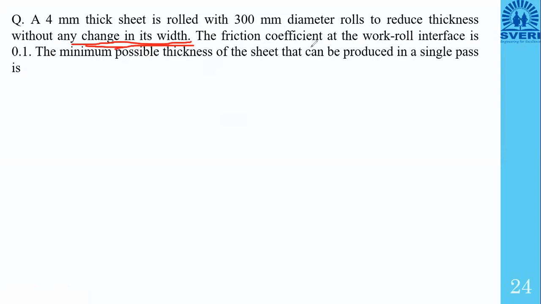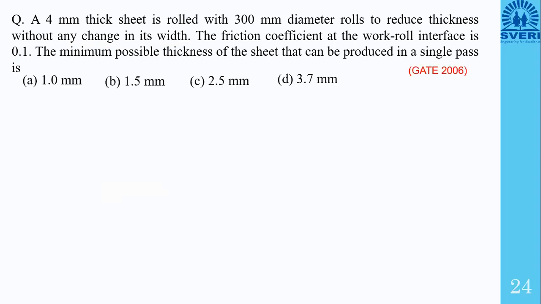The friction coefficient at the roll and work interface is 0.1. So the mu value is given to you. The minimum possible thickness of sheet that can be produced in a single pass is asked. So you have to calculate Tf here. There are a few points given for us. This is GATE 2006. So these are the options. First they are given, then the solution.